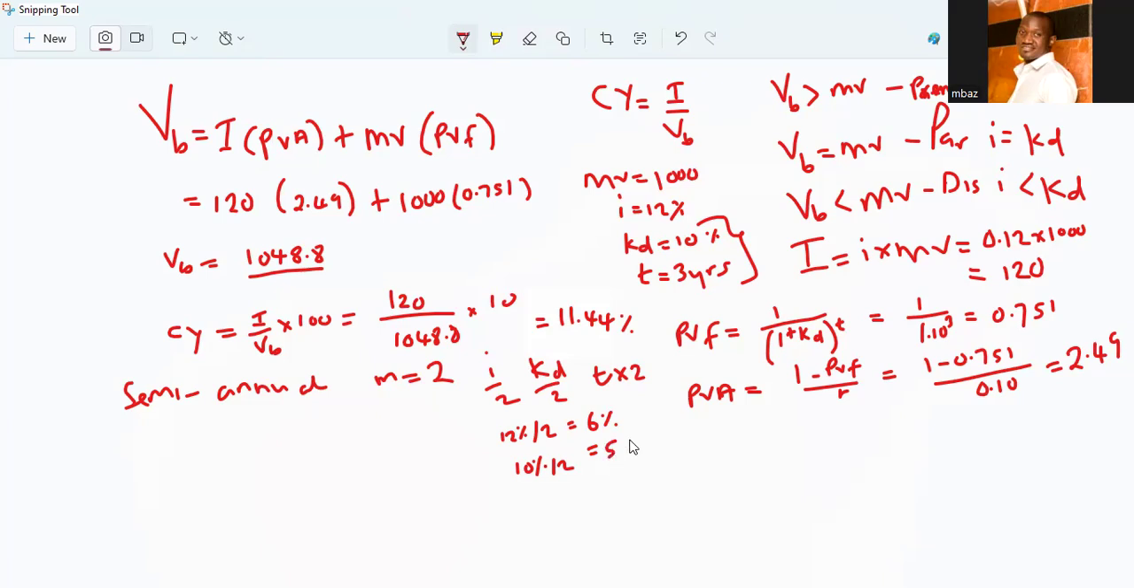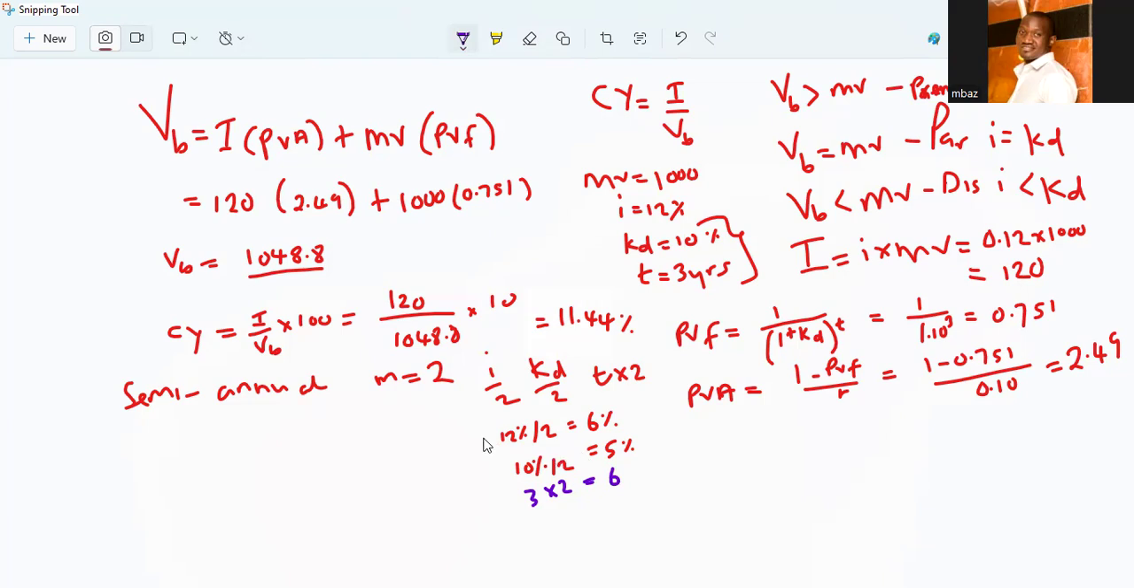5%, right? And the time was what? How many years? 3 years. For time, you multiply by 2. So the periods will be 6 periods because you'll be getting interest twice a year. So in the 3 years, we're going to get 6 periods.